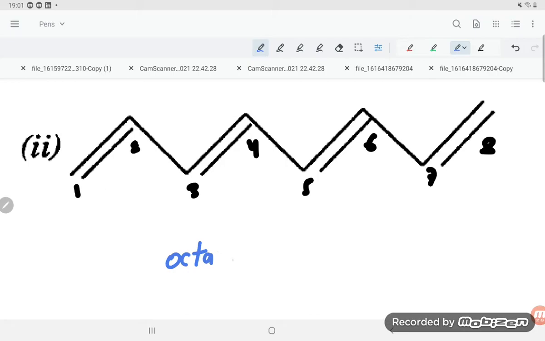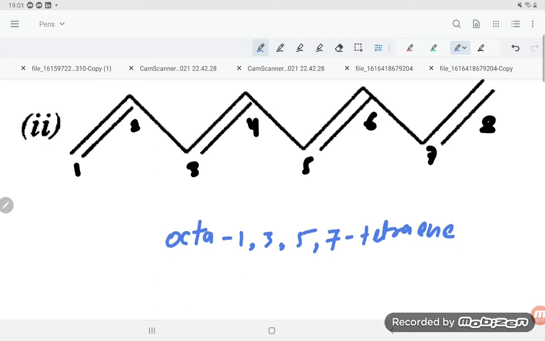On the first position, then the third position, then the fifth position, then the seventh position, there are double bonds. Is it mono, di, tri, tetra? Tetra-ene. This is our IUPAC name: octa-1,3,5,7-tetraene.